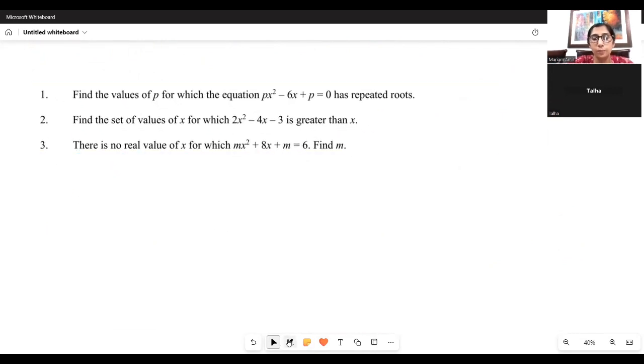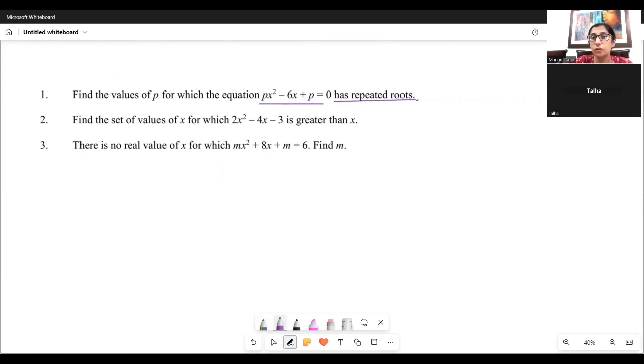Find the values of P for which this equation has repeated roots. Repeated roots क्या होता था? If a quadratic जब एक वैल्यू आती है. Exactly. There's only one solution of the quadratic equation.